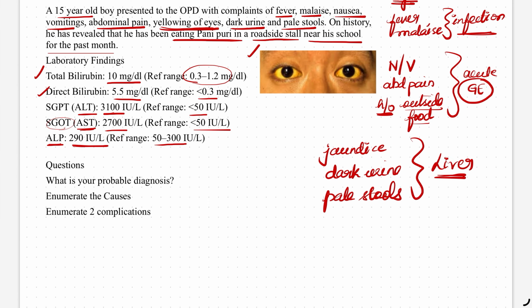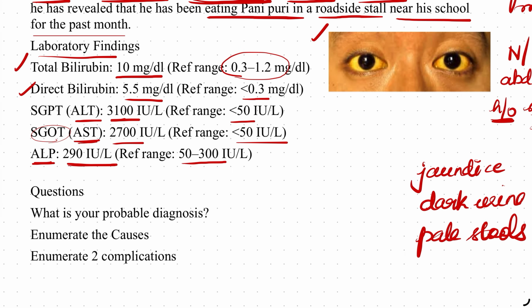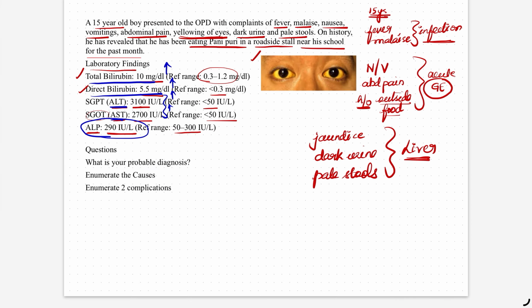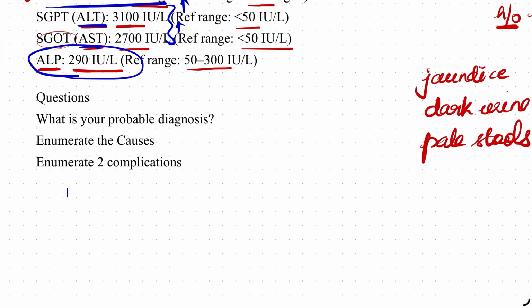And from the lab findings, lab clues are total bilirubin is raised, direct bilirubin is raised, alanine and aspartate, both these transaminases are elevated, alkaline phosphatase, the ALP, is normal. So total bilirubin includes both the indirect bilirubin and the direct bilirubin. Total bilirubin is given as 10, direct as 5.5. That means you can deduce 4.5 as indirect bilirubin.